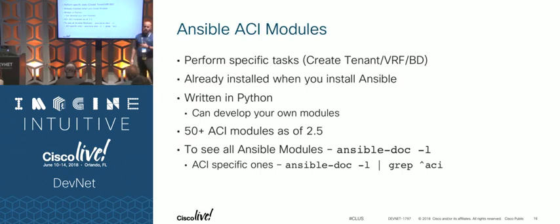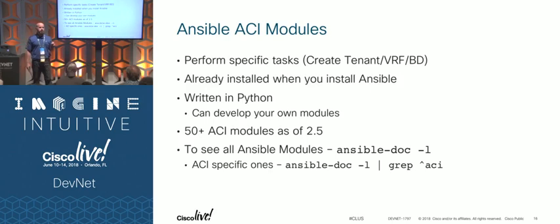They're written in Python, so if you are already familiar with writing scripts in Python, you can develop your own Ansible modules with Python. There are over 50 modules as of 2.5. I believe it's 51 modules. It's over 50. 51's over 50, right? So there's over 50 modules as of 2.5 within Ansible.